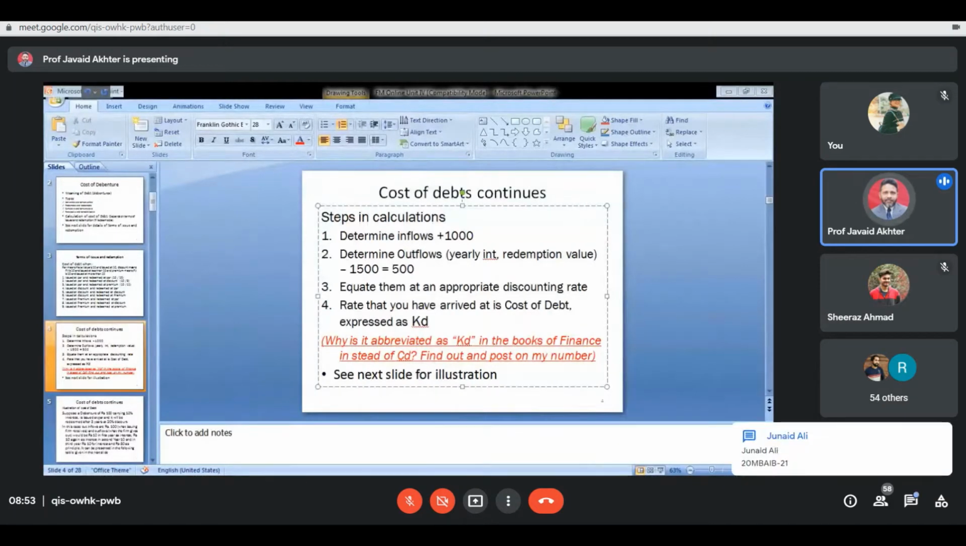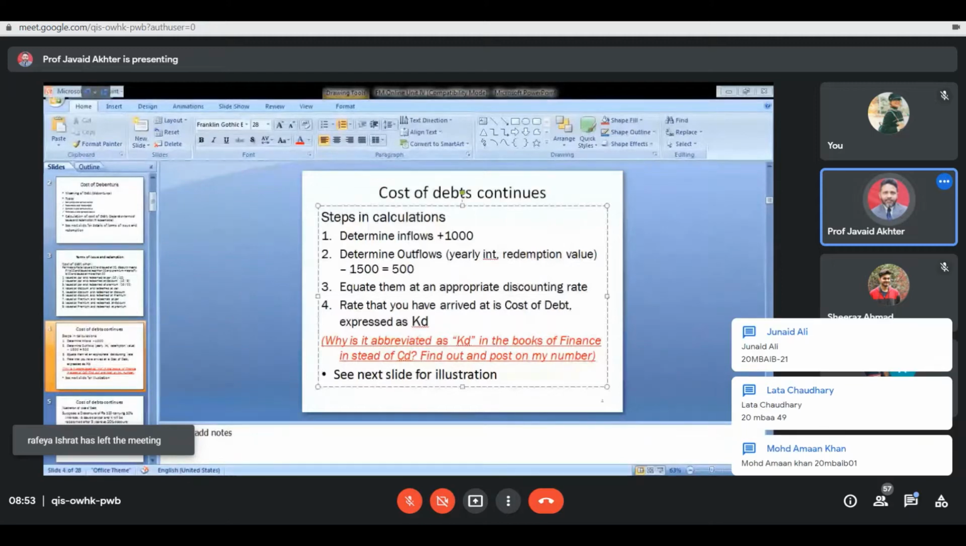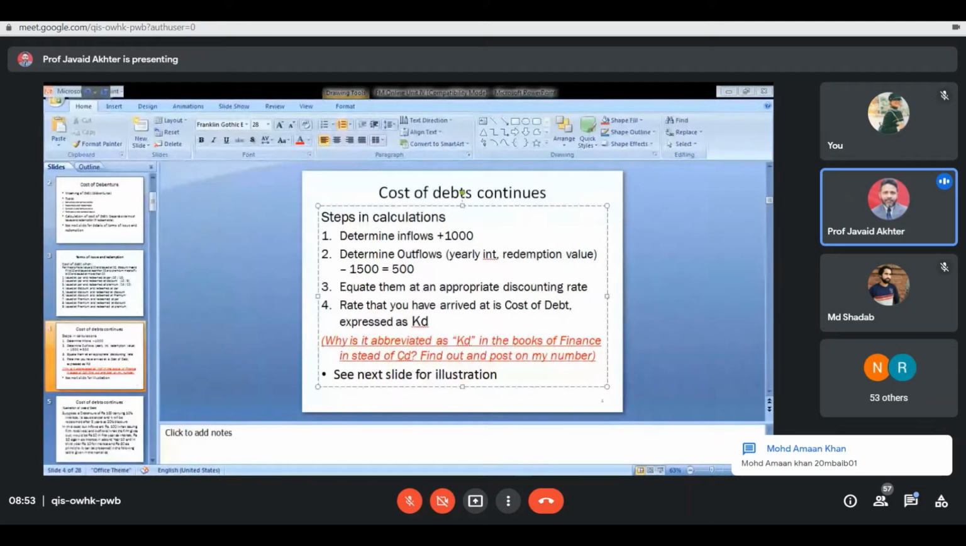At the end of first year, you are paying 100 rupees. At the end of second year, you are paying 100 rupees. At the end of third year, you are paying 100 rupees. At the end of fourth year, you are paying 100 rupees. But at the end of fifth year, you are paying 1,100 rupees. 100 as an interest, and 1,000 as a principal.